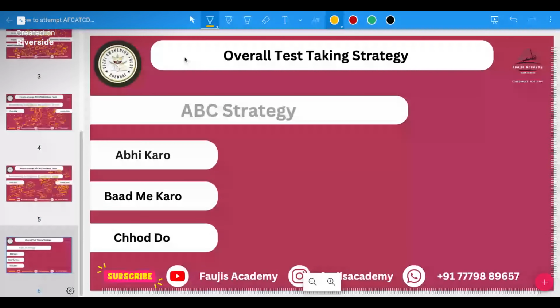So overall, I wanted to talk a little bit about the overall strategy as well, and this is a strategy for both your AFCAT and CDS. What I call the ABC strategy. This strategy I derived from the time when I used to prepare for my CAT examination, and that's how I landed up in IIM Kozhikode. And for some reason, military did not work out for me. We'll talk about that someday later. But this is the strategy I employed to crack all the written examinations that I have cracked to date. So what is that ABC strategy?